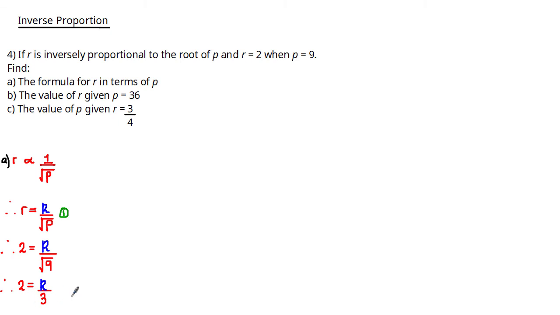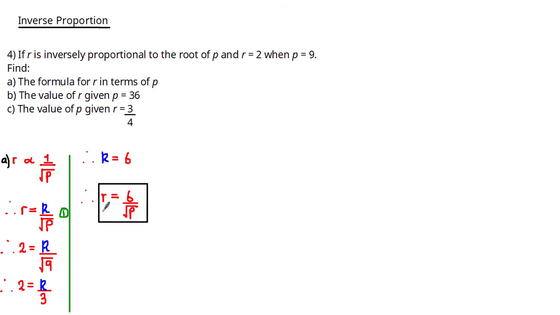Multiplying both sides of the equation by 3 gives us that K is equal to 6, and so we can find a formula for R in terms of P by subbing K equal to 6 into equation 1 to get that r is equal to 6 over the square root of p. The next part asks us to find the value of r when p is 36.